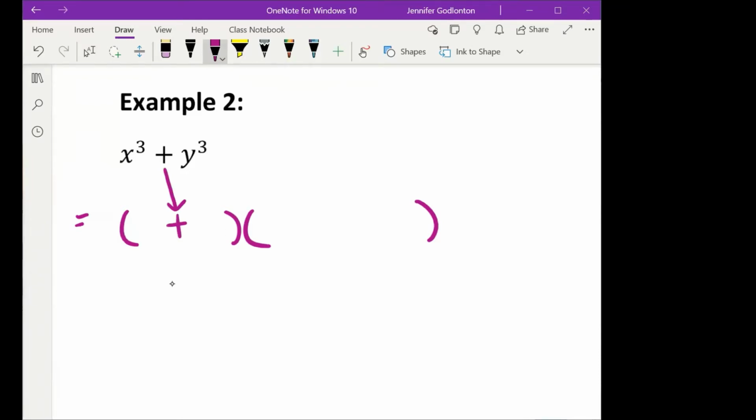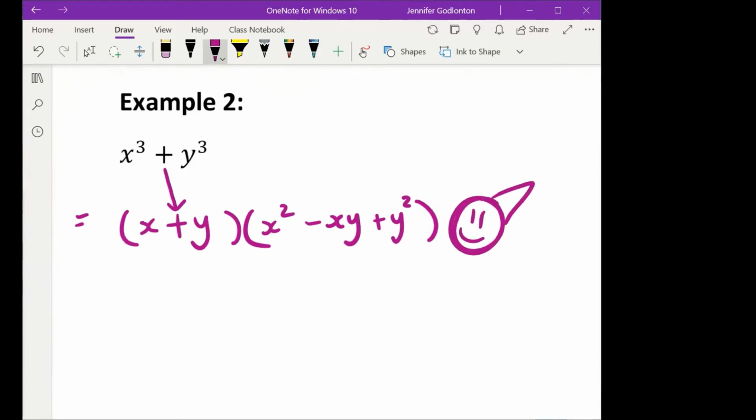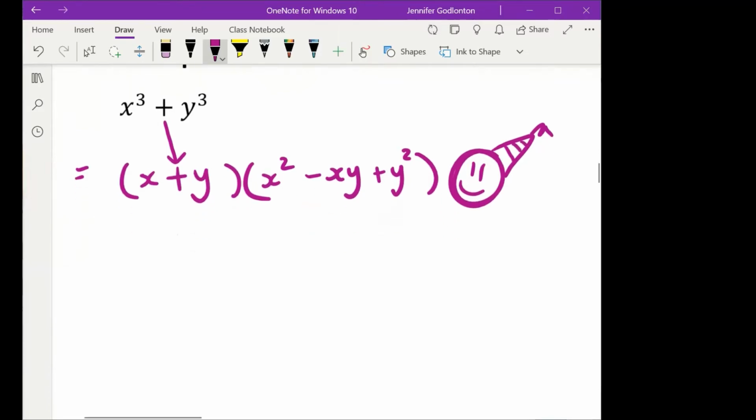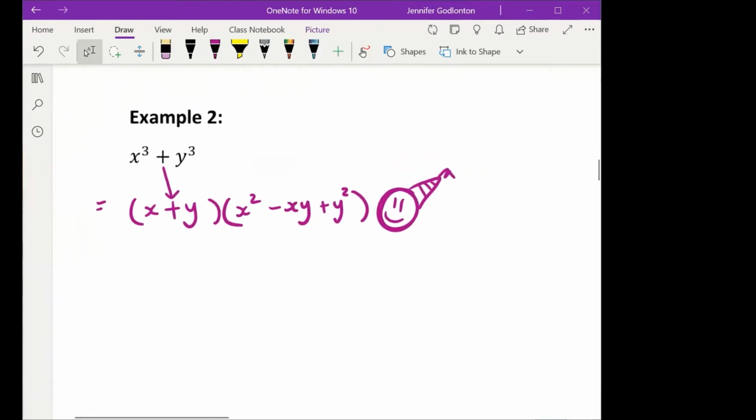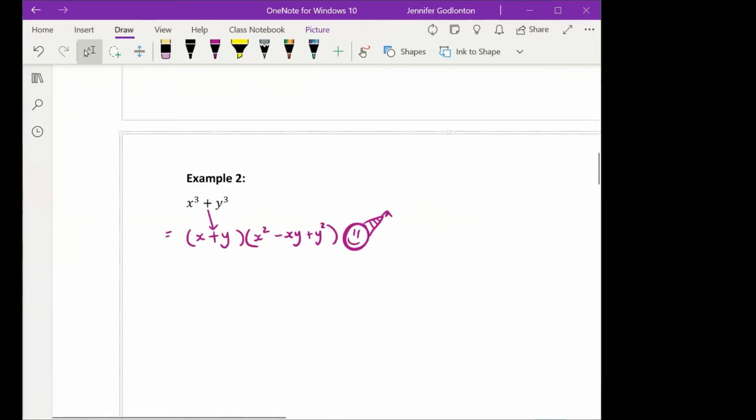No problem. Uyabongo, sure, you can give us your answer. Ma'am, it's x plus y, open brackets, x squared minus xy, plus y squared. Excellent. You even get a little party hat. That's awesome. Well done. Nice job, guys. Okay, let's try another one.